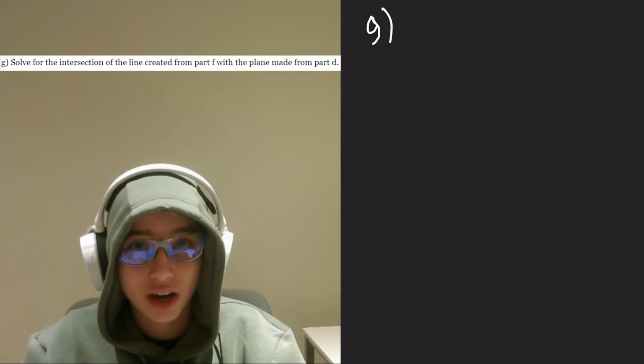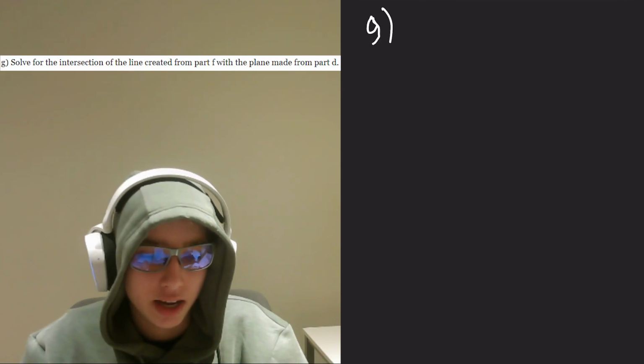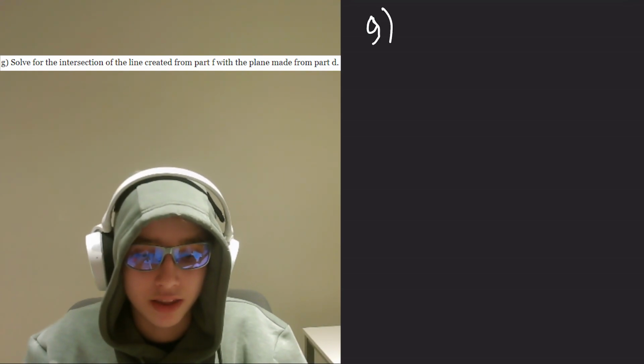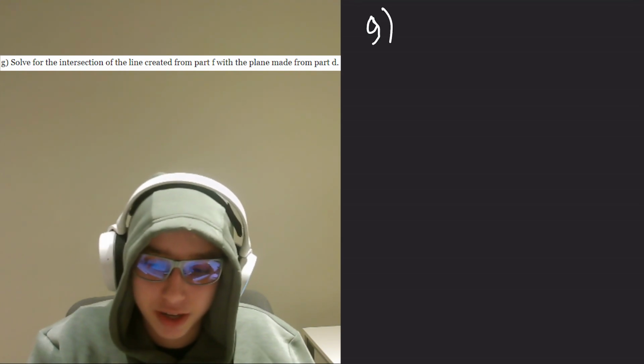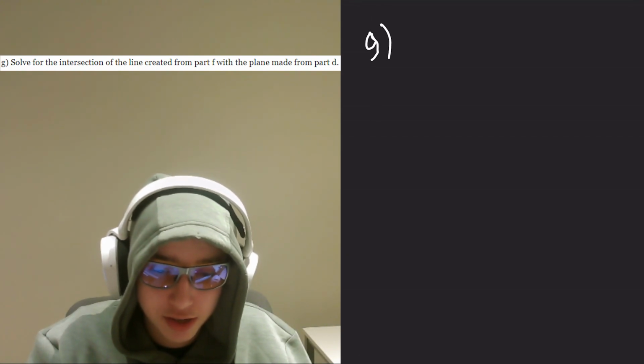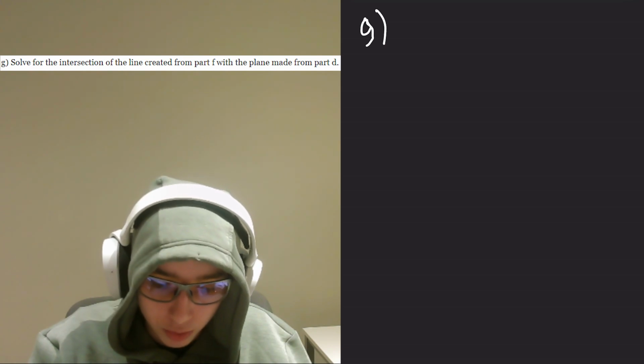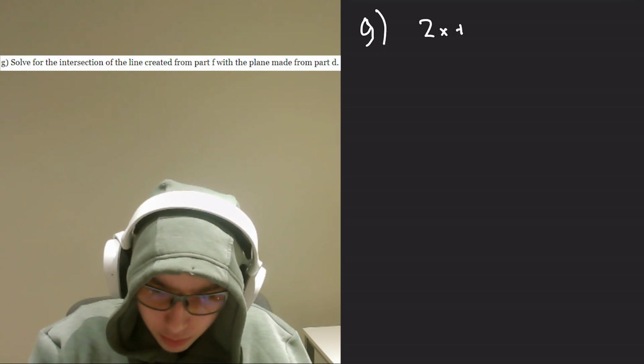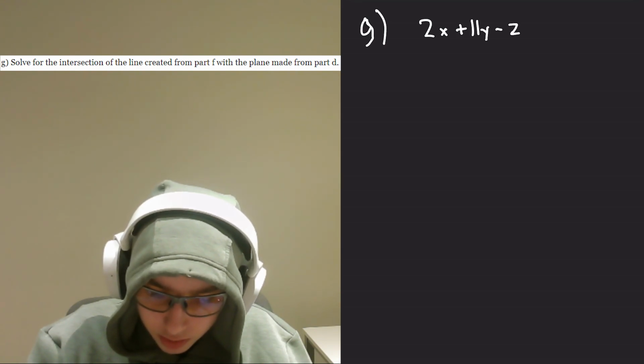Alright, moving on to our final question here, question G, and all it's asking us to do is solve for the intersection of the line that we just made and the plane we made from part D. So just to recap, our Cartesian equation from part D was 2x plus 11y minus z plus 7 is equal to 0.